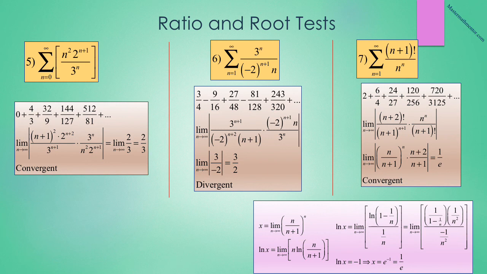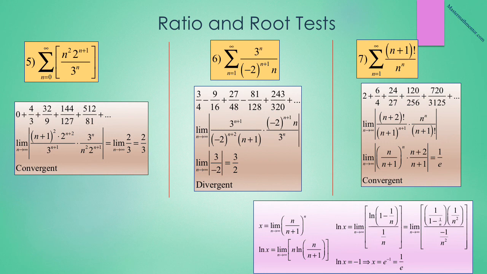We can divide n plus 1 into n and get 1 minus 1 over n. And we can write n as 1 over 1 over n. So natural log of x is equal to the limit as n approaches infinity of numerator, natural log of 1 minus 1 over n, over denominator 1 over n. And now we apply L'Hopital's rule.